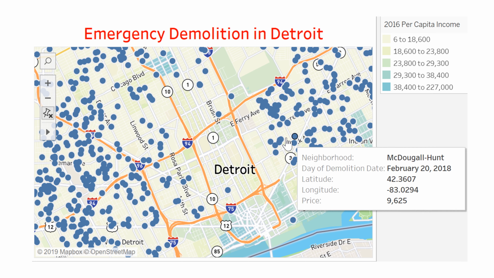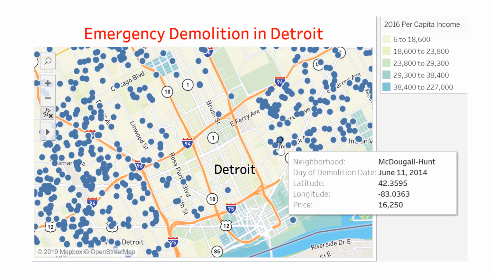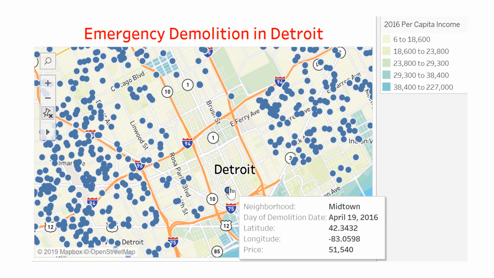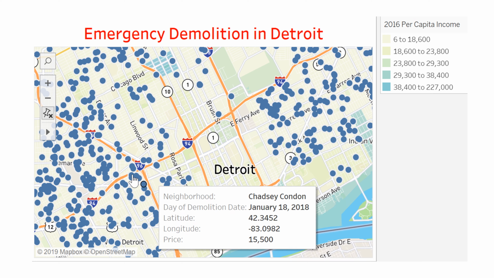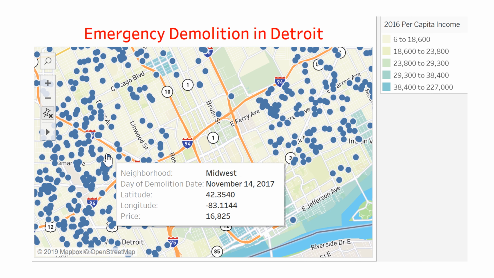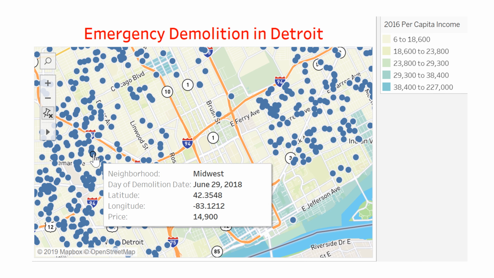And if you see these blue balls, they are the emergency demolitions. Here in this case, the price of this demolition is 6,000. And here in midtown, the price of this demolition is 50k. Well, you can infer that if you see a lot of emergency demolitions, it is probably a poor neighborhood.